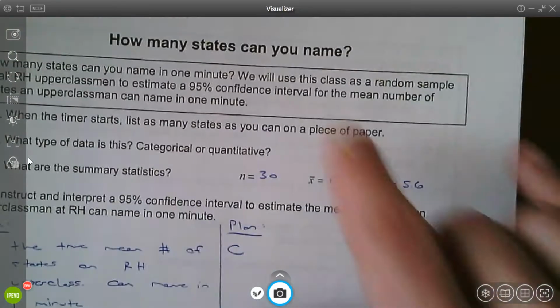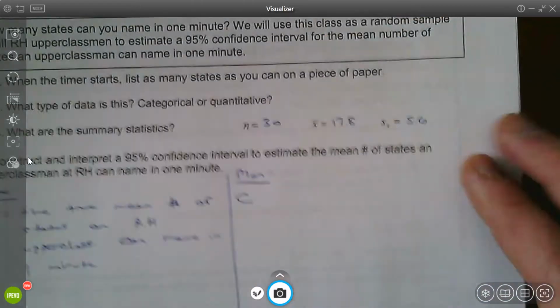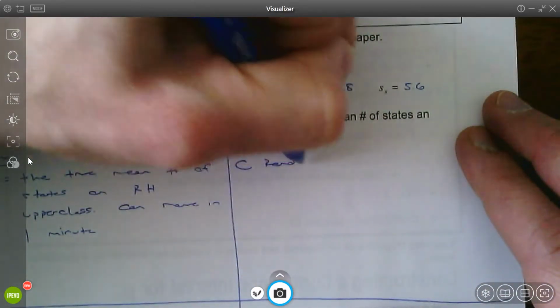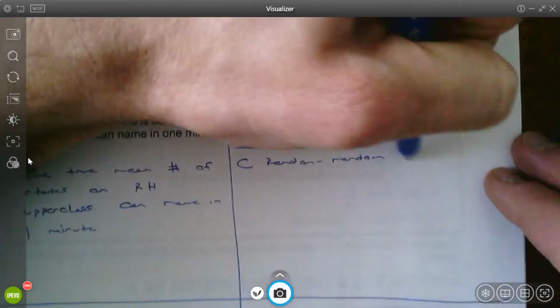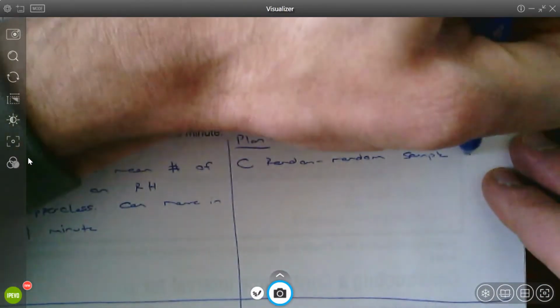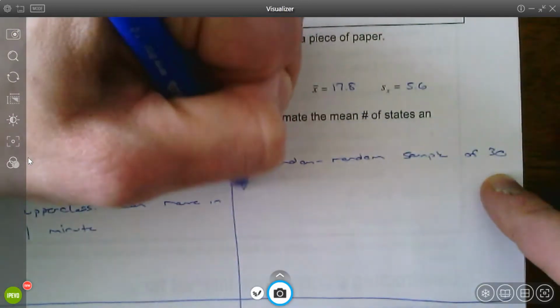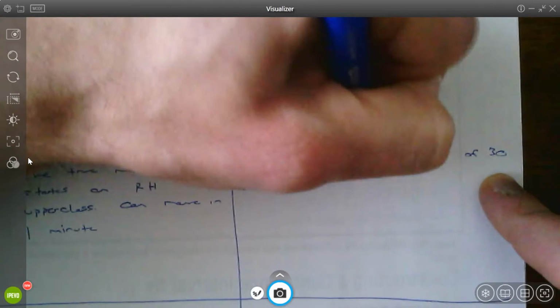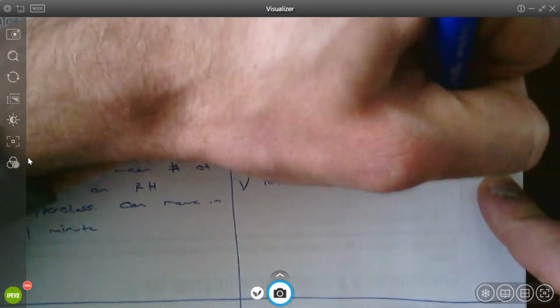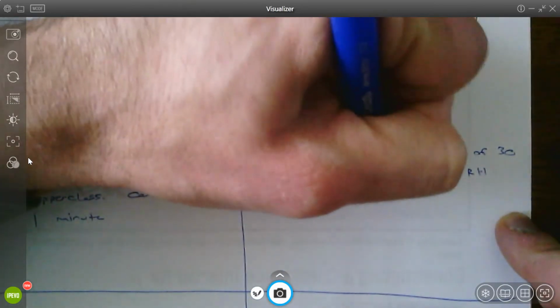Conditions: it says we're going to use this class as a random sample. So we're going to make that assumption that this is a random sample of 30. Variability, we're sampling without replacement. So 30 is less than 10% of all RH upperclassmen.